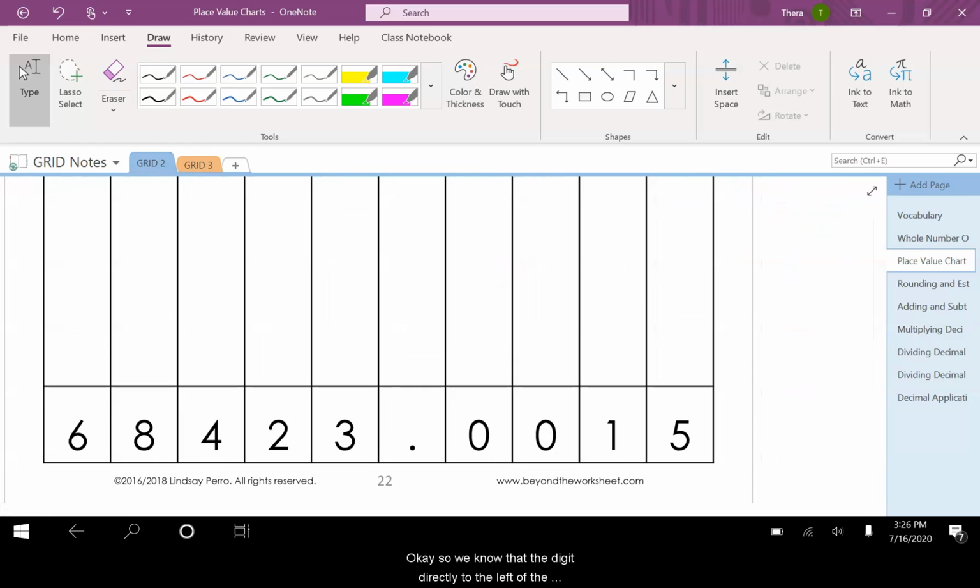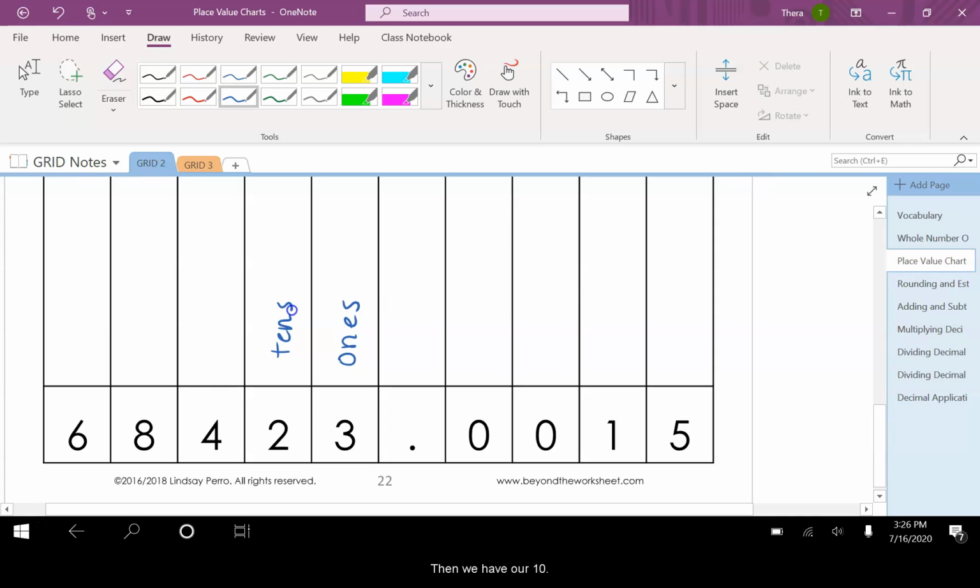Okay, next we're going to move down to decimal place value. Okay, so we know that the digit directly to the left of the decimal is the ones place. So ones. Then we have our tens, hundreds, thousands, and 10,000s. This one only goes up to the 10,000s place.